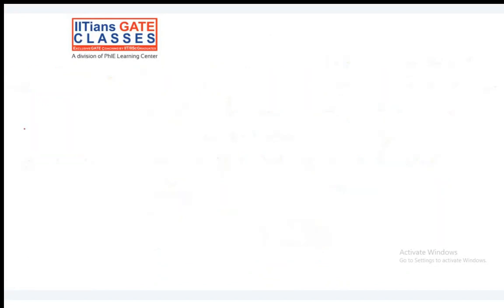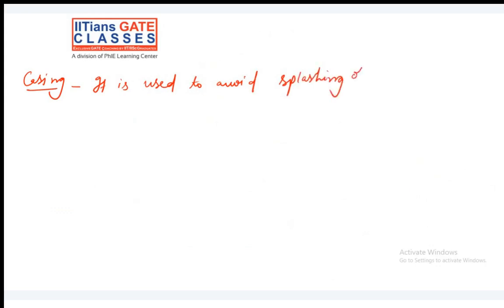And the fourth thing is casing. Third we saw the runner, and the fourth is casing. And then we'll move to its velocity triangle. So casing, this does not have any hydraulic function. It is just a cover to avoid the splashing of water. Okay, now.